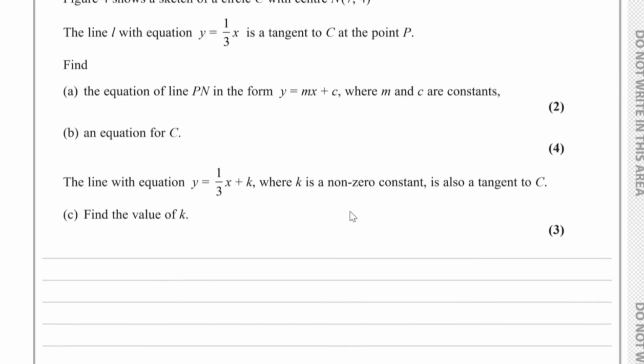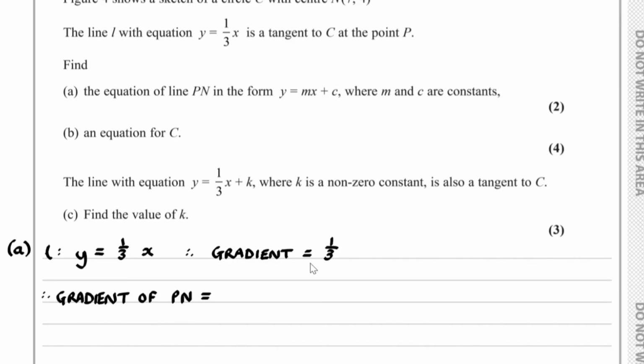Well, for part A, we begin with the line L. This has equation y equals 1/3 x. And so what we can see here then is the gradient is equal to 1/3. And so the gradient of the line NP will be the negative reciprocal of this. So the gradient of NP is the negative reciprocal of 1/3, which is minus 3.